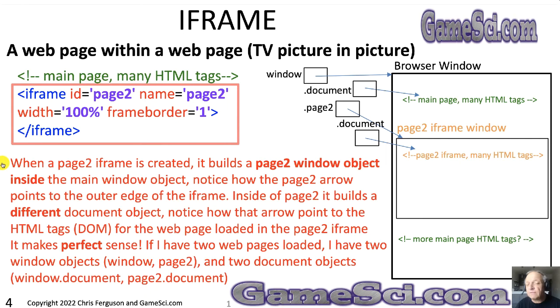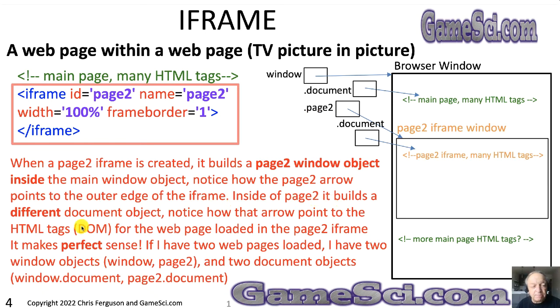When a page 2 iframe is created, it builds a page 2 window object inside the main window object. Notice how the page 2 arrow points to the outer edge of the iframe. Window has within it a document object. We all know that. It now also has a page 2 object because we named it page 2. Window has a .page 2 object. And look what it's pointing to. It's pointing to the iframe, the edge of the iframe. It's basically another window object within the main window object.